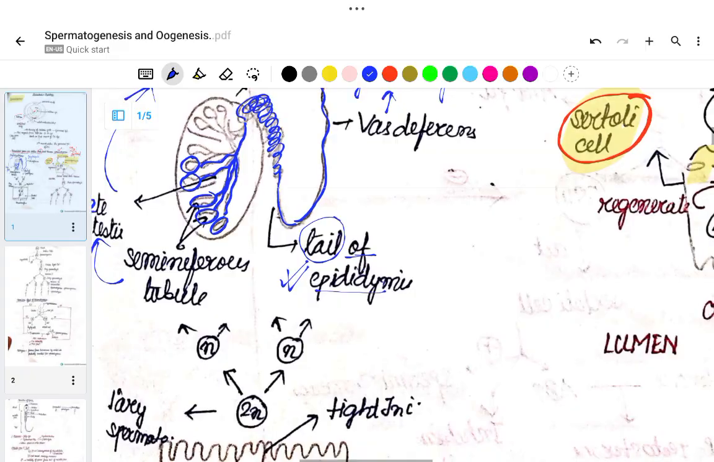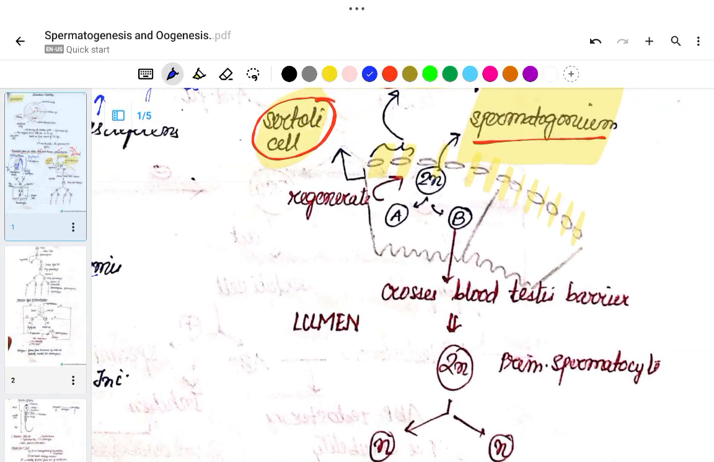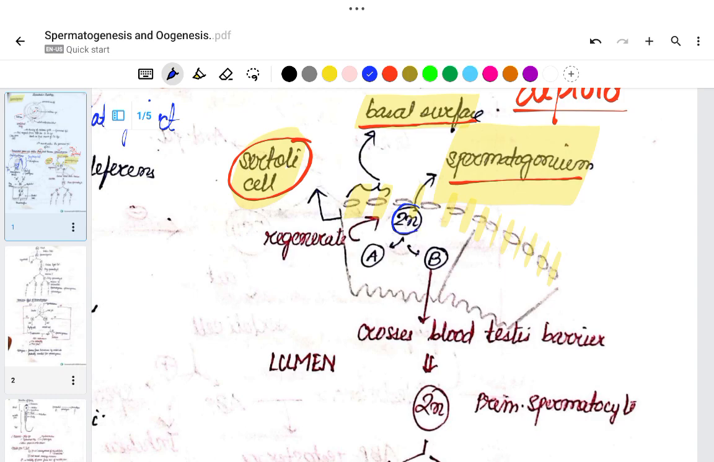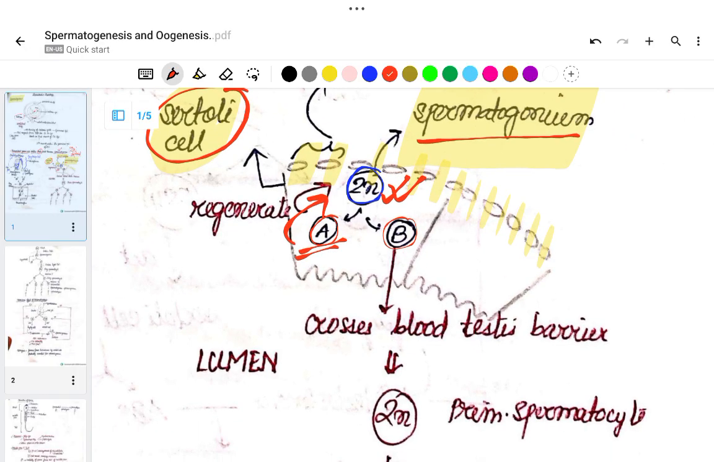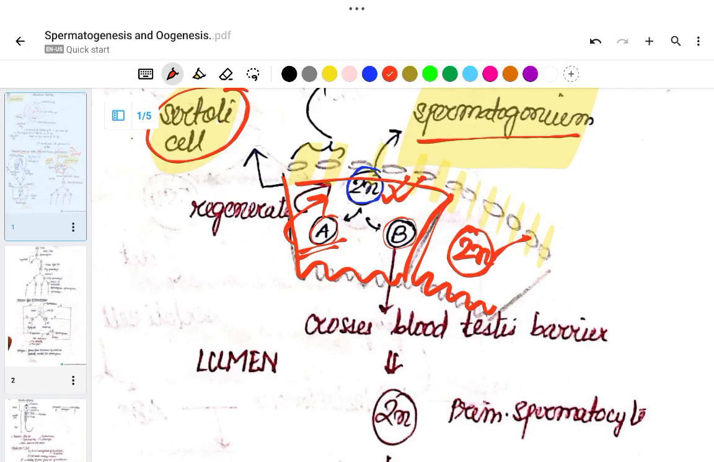Okay. Now coming here, this is spermatogonia. The spermatogonia regenerates. This spermatogonia gives two types of cells: one is the B cell, one is the A cell. Among the A and B cells, the A cell regenerates again into spermatogonia. The B cell crosses this entire Sertoli cell. Again there will be one spermatogonium, which gives A cell and B cell.